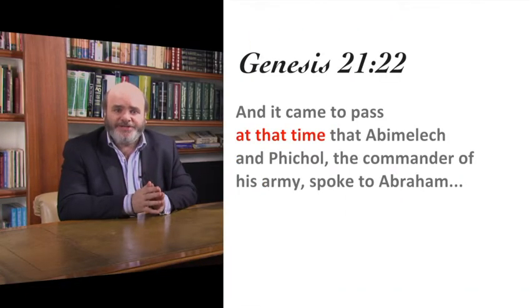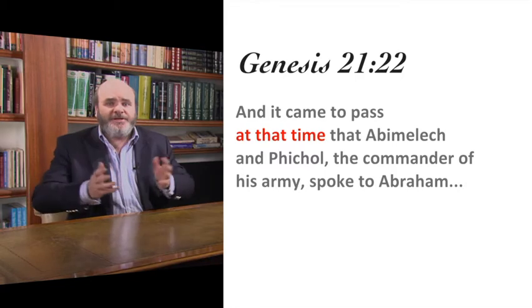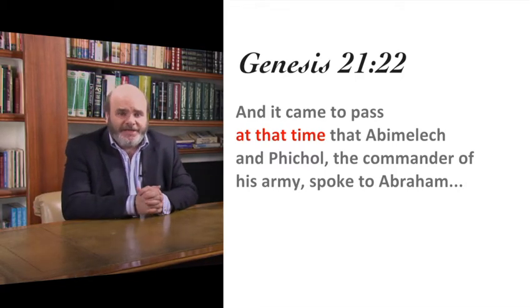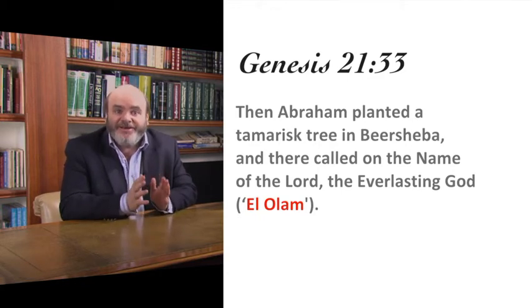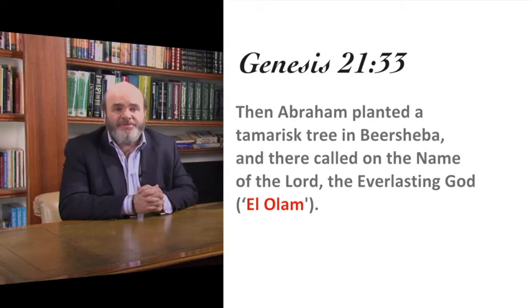The importance of this event is further emphasized in Genesis 21 by a revelation to Abraham of a new name of God, El Olam. This revelation took place at that time, just after Ishmael was cast out, and Isaac was established as the seed. Genesis 21:22 says, at that time, immediately after these events took place. And let's read now. Then Abraham planted a tamarisk tree in Beersheba, and there he called on the name of the Lord, the everlasting God. That's El Olam. That's the first time we see this name of God.